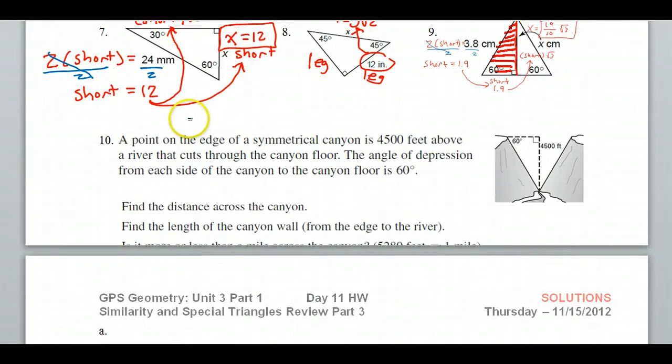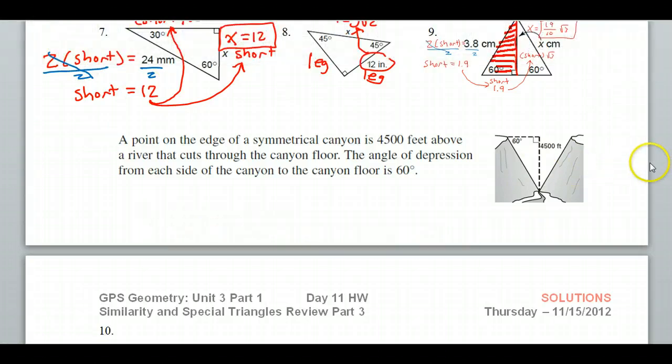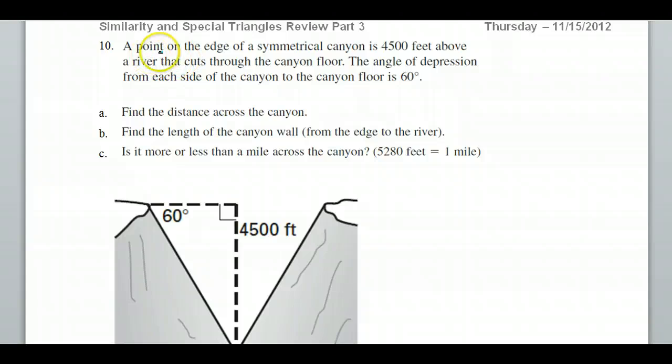Okay, I guess we're down to the last problem, number 10. In number 10, we have a symmetrical canyon. That means it's the same on the left and the right, perfect balance. And the numbers are given with the degrees. So find the distance across the canyon. So we are trying to find this distance right here. That's what we're looking for. If we can find the short leg of this 30, 60, 90 triangle, then we'll just double it, and that will be the distance across the canyon.